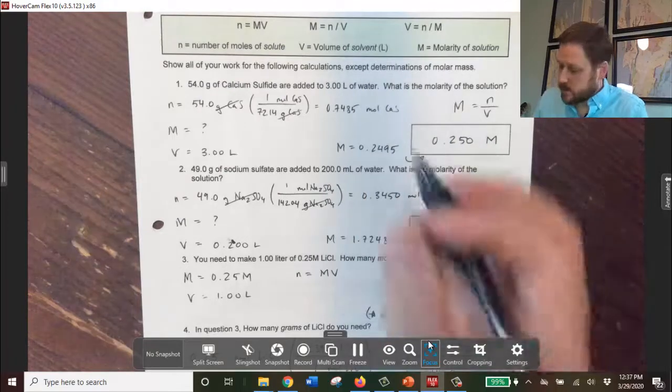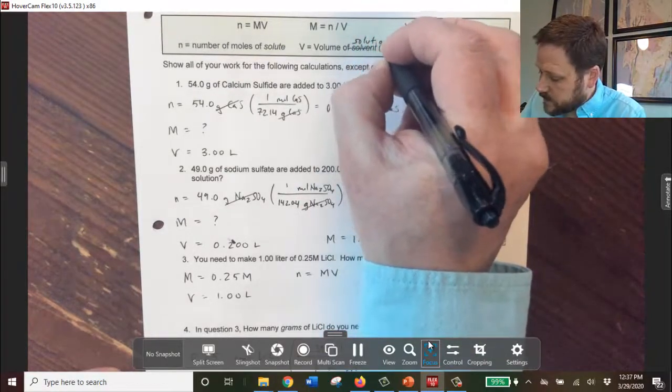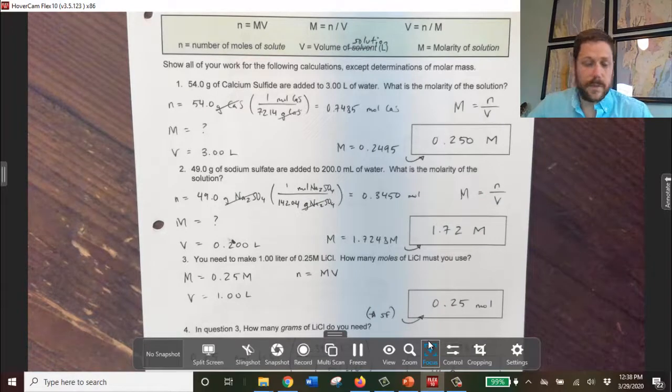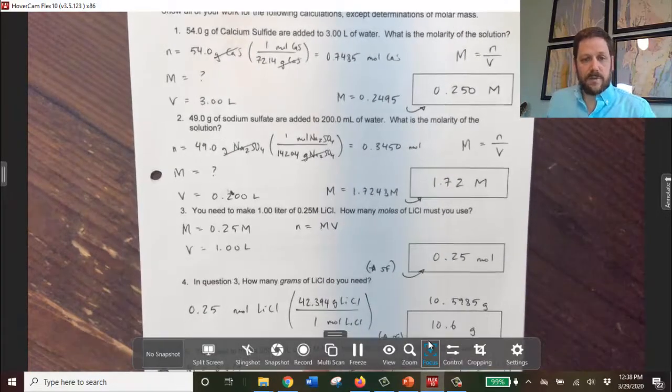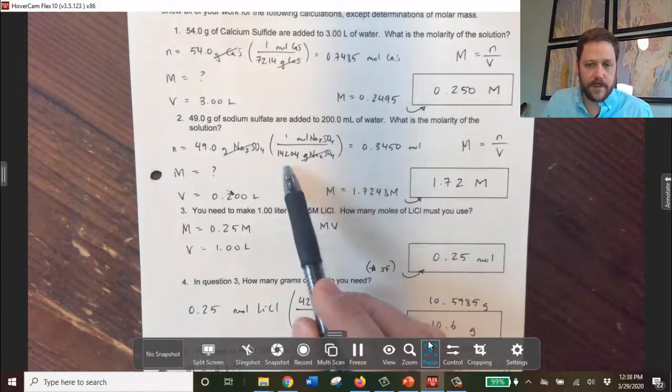And really, this says volume of solvent. It should say volume of solution as a technical definition, although usually we ignore the negligible volume that the solute typically contributes, and we assume that the volume of solution and the volume of solvent are the same. In the second question, we're talking about sodium sulfate, and sodium is a +1 cation, sulfate's -2, so again, got to get that formula right to get the molar mass right.